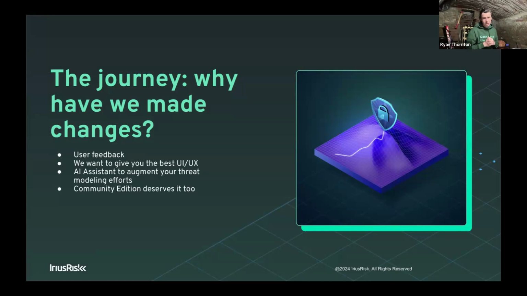And also, the community edition deserves things too. So we've put in 3 threat models now to give something back. We do want the world threat modeling. So in the community edition, you can use it in a meaningful way to create 3 threat models so that we can ensure that the world's software is built securely.